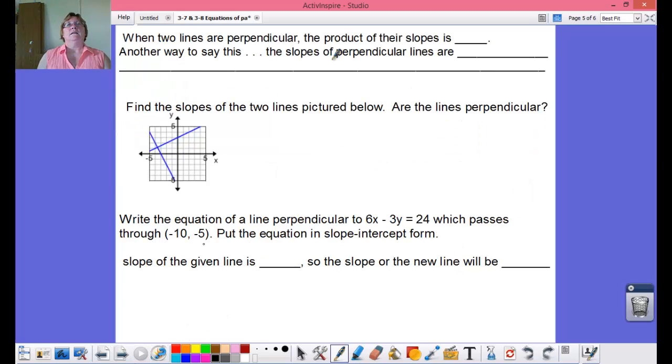Good job. The last of our concepts for today talks about the slopes of perpendicular lines. And when two lines are perpendicular, you learned in your algebra class that the product of their slopes, when you multiply their slopes together, you will get negative 1. Another way to say this is the slopes of perpendicular lines are negative reciprocals. Negative reciprocals.